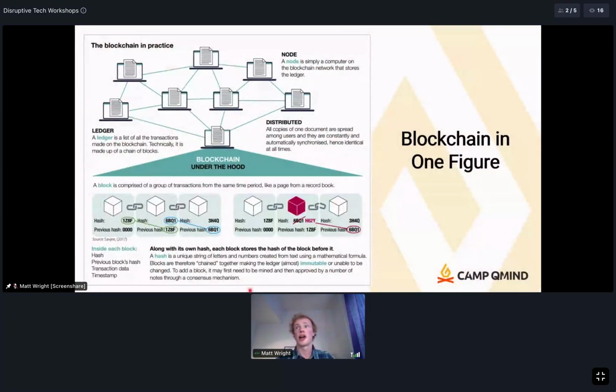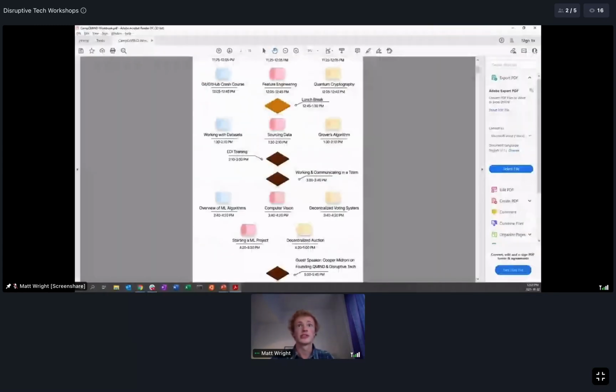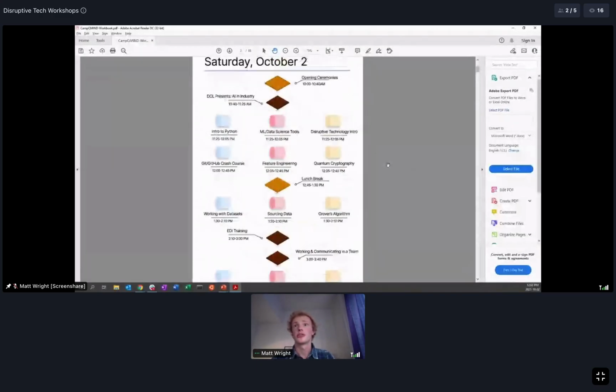This figure I really like. I think it sums up really all the big parts of blockchain. And let me just double check what my schedule is here. Sorry. 12:05. All right, I'll do this quick.